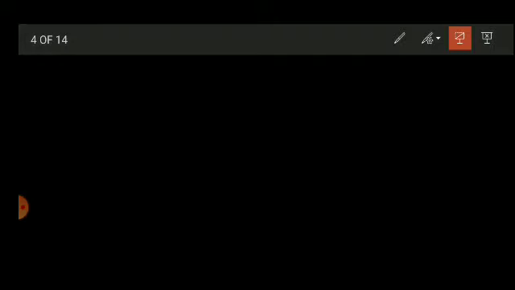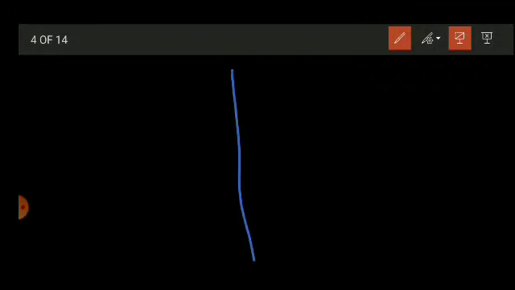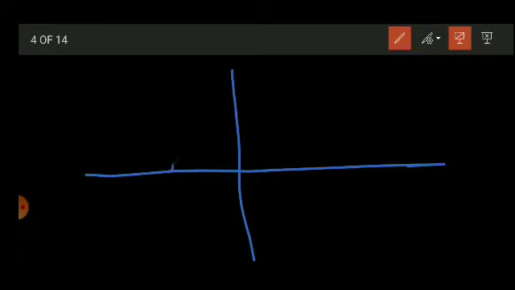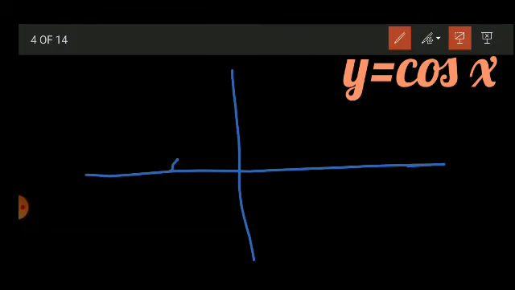So let me draw the graph of cos x over here. This is the graph of cos x.